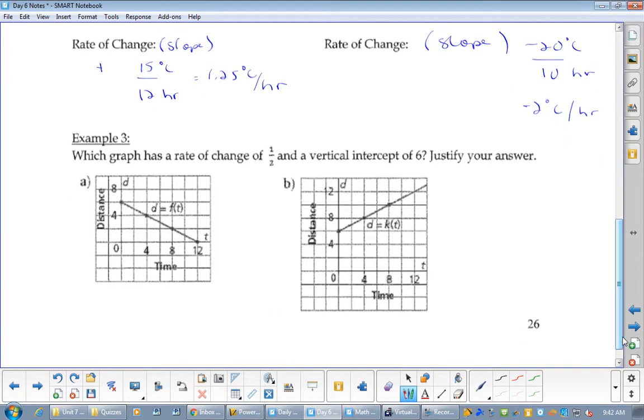But which graph has a rate of change of 1/2? Now it's a positive 1/2, so that should tell you right away. Should be B. And a vertical intercept of 6. Okay, that should be an insult to your intelligence, that question. That's not even worth getting up in the morning for that one.